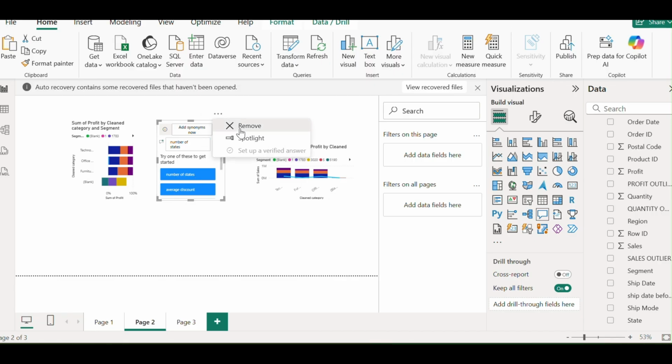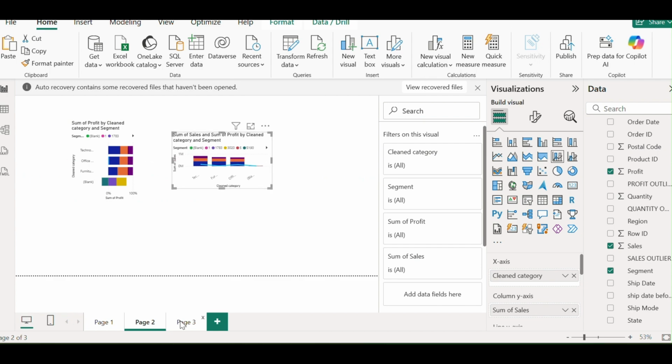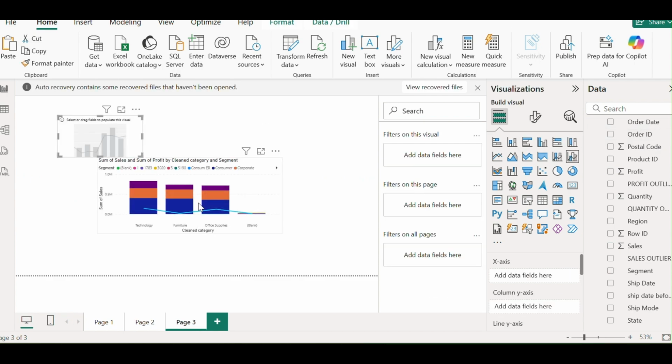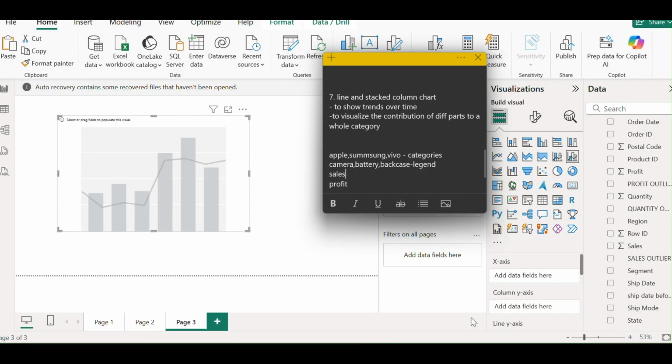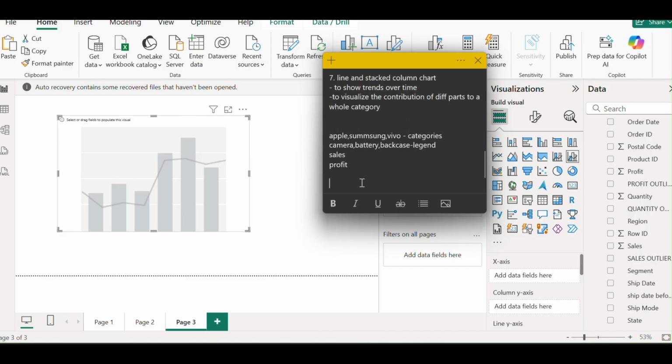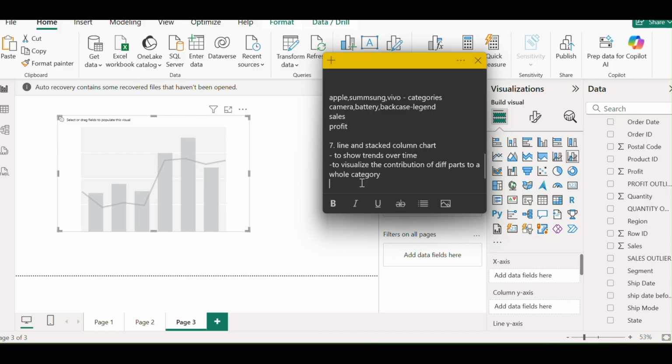Then we are going to see this one, line and clustered column. Okay, next one is line and clustered column, same only. Okay, going to see line and clustered column. See here, the clustered column is to compare values across categories. Okay, and the line is to show trend.